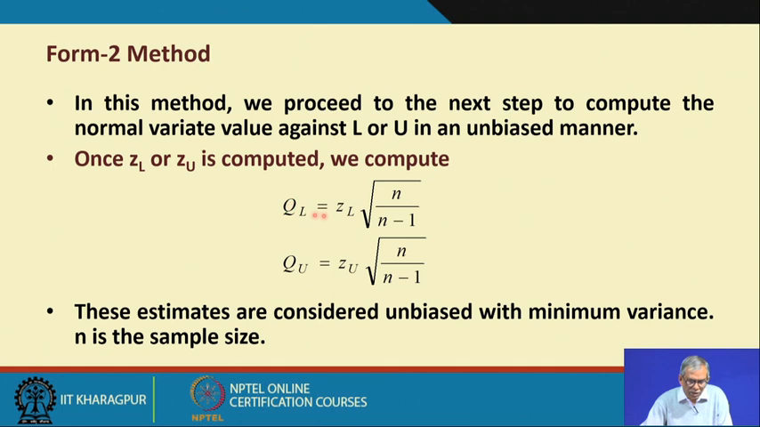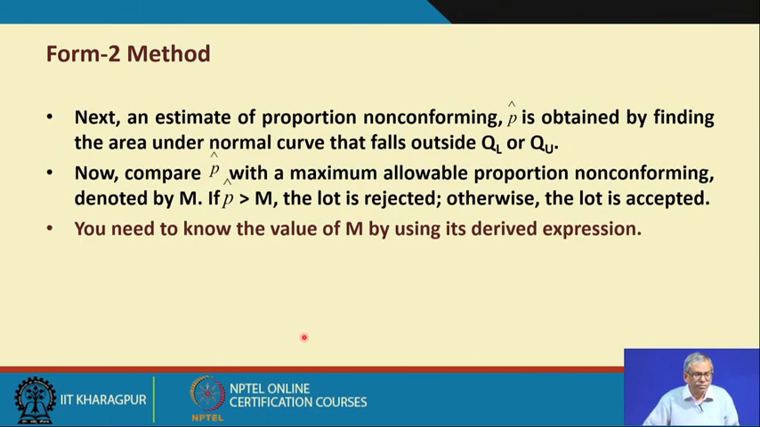So QL is equal to ZL into root over n upon n minus 1, and similarly QU is ZU into root over n upon n minus 1. Now these estimates are considered unbiased with minimum variance. N is the sample size. Okay. So QL or QU you compute.